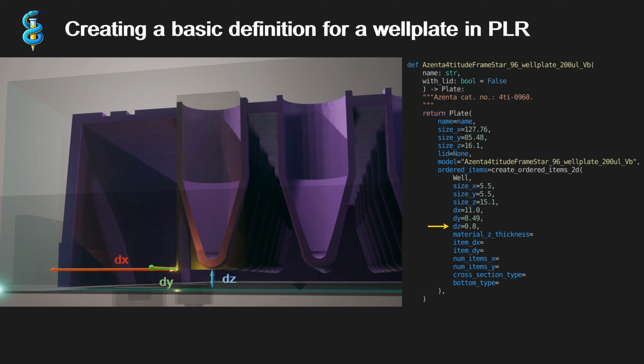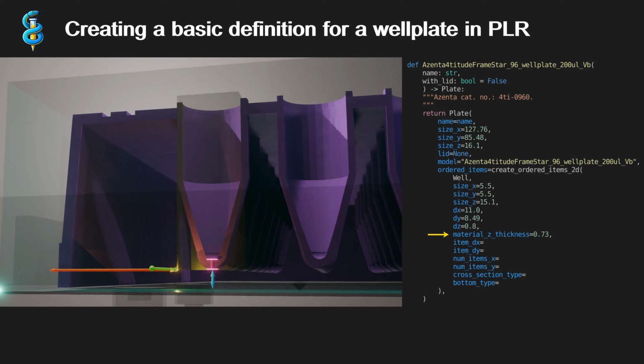However, there is one crucial measurement still missing: the thickness of the well wall in the set dimension, which is called material set thickness in PyLabRobot. This is needed because together the values dz plus material set thickness define where a tip has to go when we ask the machine to aspirate or dispense from a well bottom. Without this information, the tip is likely to crash into the bottom of a well.